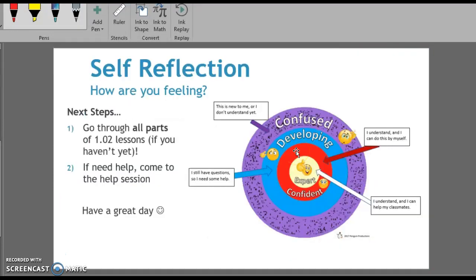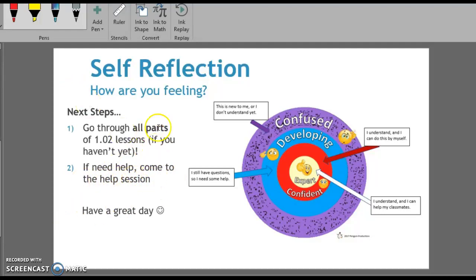All right, so every day after class, after the lesson, you'll have this self-reflection slide. So you'll tell me how you're feeling, and you'll place a cursor on the target depending on where you are after the lesson. And so your job today, no matter what, even if we don't meet, is to go through all parts of the lesson. So if you still need help, make sure you read through the lesson and do the exit ticket. Come to the help session tomorrow. It'll show up on your schedule.